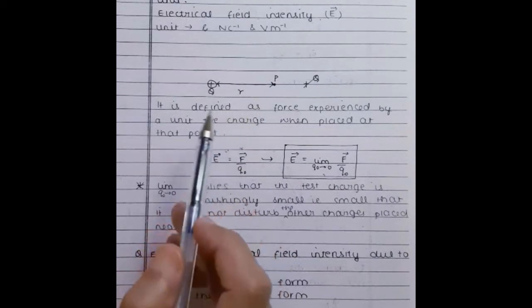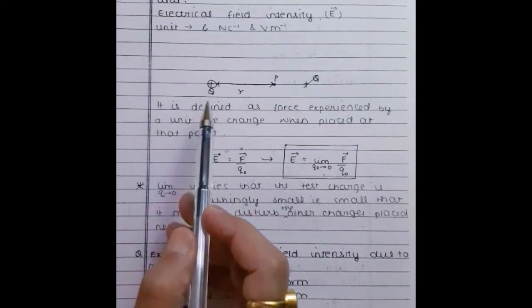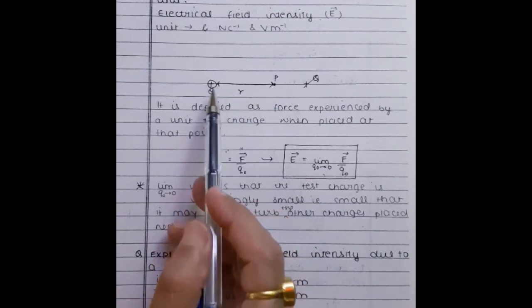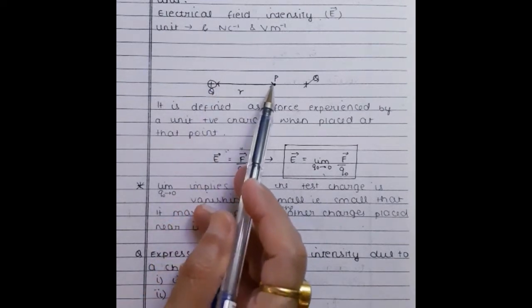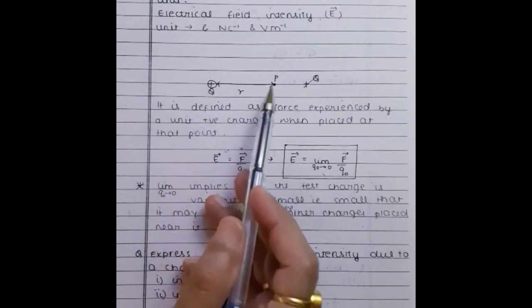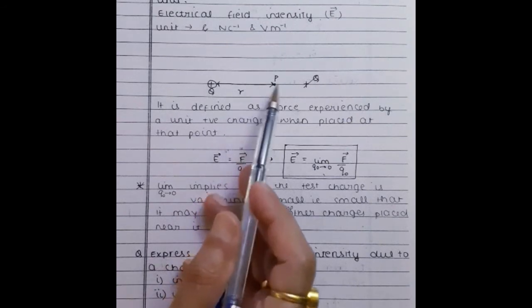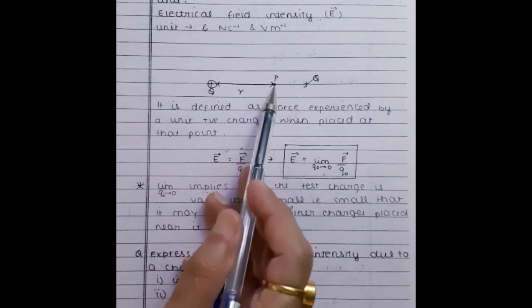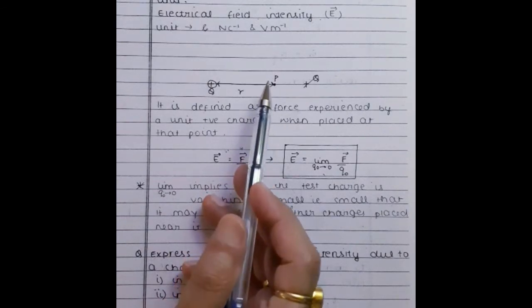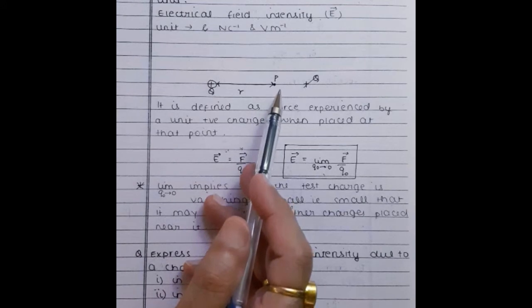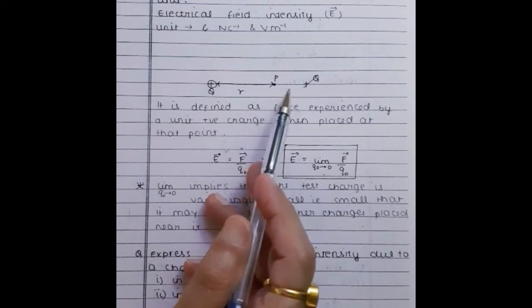Firstly, let us try and define what we mean by electrical field intensity at a point. The electrical field intensity at a point P due to a charge Q has been defined as the force experienced by a unit positive charge when placed at that point P. So whatever is the direction of that force experienced by the unit positive charge at the point P, that would be the direction of the electrical field lines.